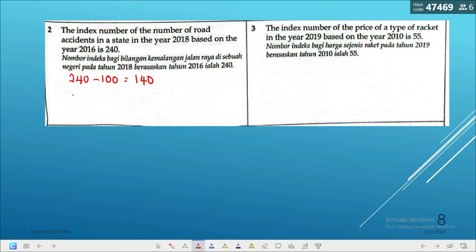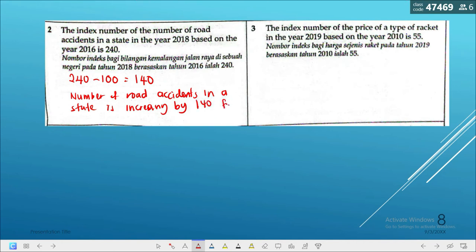So you can put here the number of road accidents in a state is increasing by 140 from 2016 to 2018. Okay, so that's how you interpret.